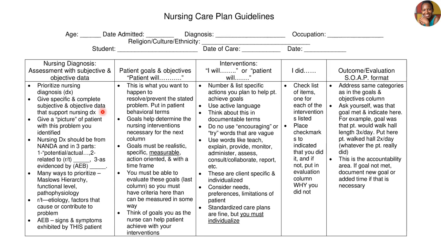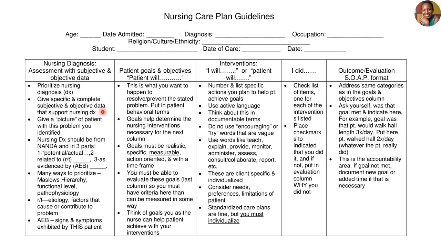Who is doing these interventions? The interventions are mostly done by the nurse. So a lot of the interventions will be reflecting the nurse here. So you can write I will, or if some interventions will require the patient to come in, then bring in the name patient will. So here you list specific actions that you plan to help you achieve the goals.